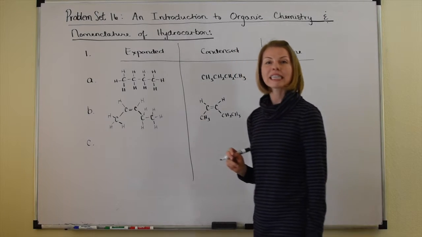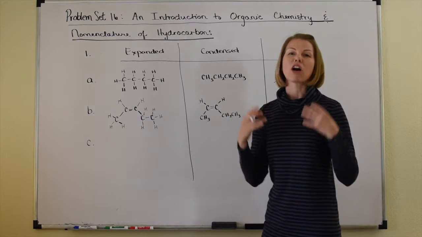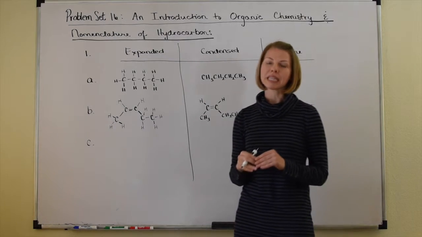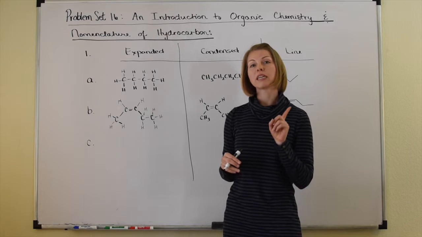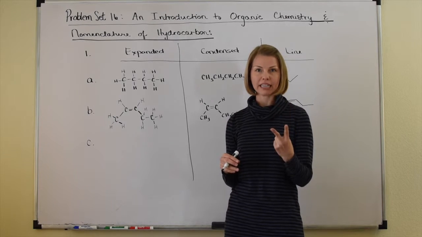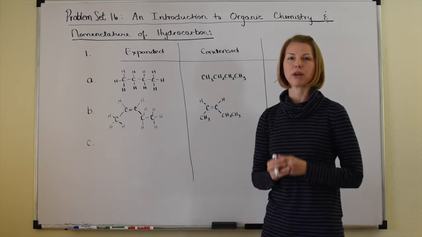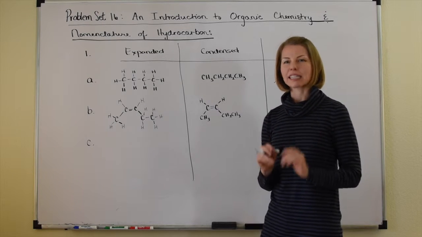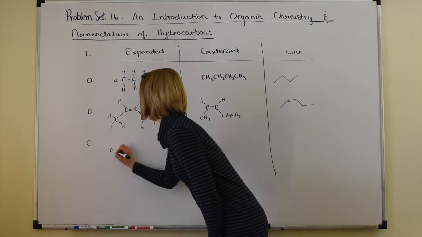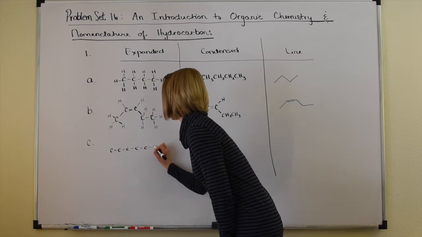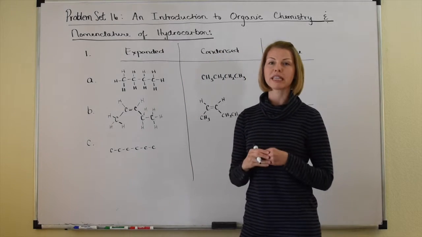2-methylhexane. Hex is 6. It's an alkane. We know this because of the A-N-E ending, but there's going to be a 1 carbon branch off of the second position. We know this because it is a 2-methyl for the branch group. So hex, 6 carbons. 1, 2, 3, 4, 5, and 6. All single bonds between them.